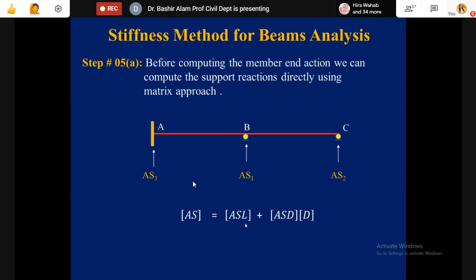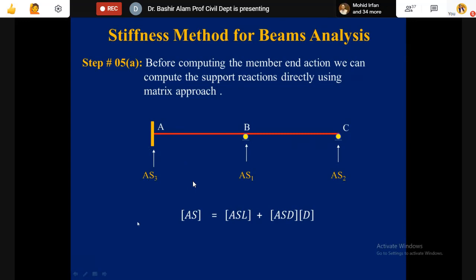These are the member end actions, S1. Now you see vertical at this. This is just to show you at B, you see the vertical reaction is S1. Quickly now you mark this. At B, the vertical reaction is S1. At C, it is S2. And at A, it is AS3 now.